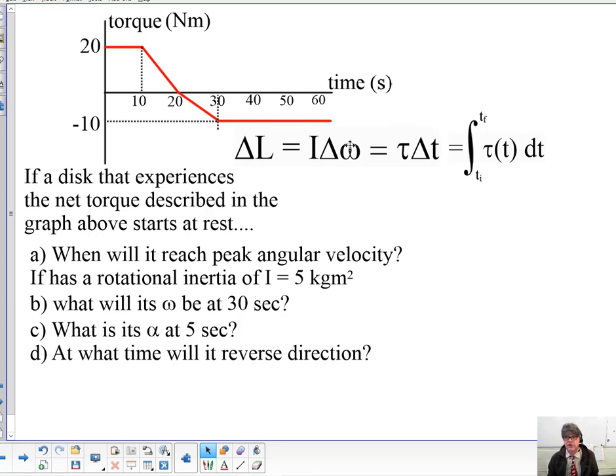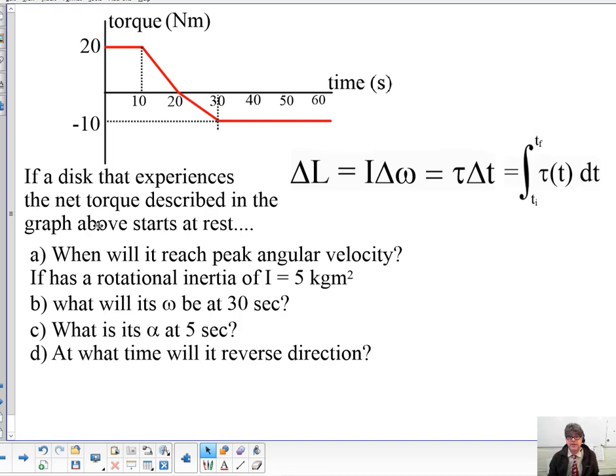For part A, let's talk about part A first. When you think about something that's starting at rest and experiencing a positive torque, that means the thing is going to get spun up in the counterclockwise direction, from your perspective from the camera. Even in this section between 10 and 20 seconds, even though that's a negative slope graph, the thing is still being sped up. It's just being sped up at a decreasing rate. So it's speeding up here, and still speeding up here.